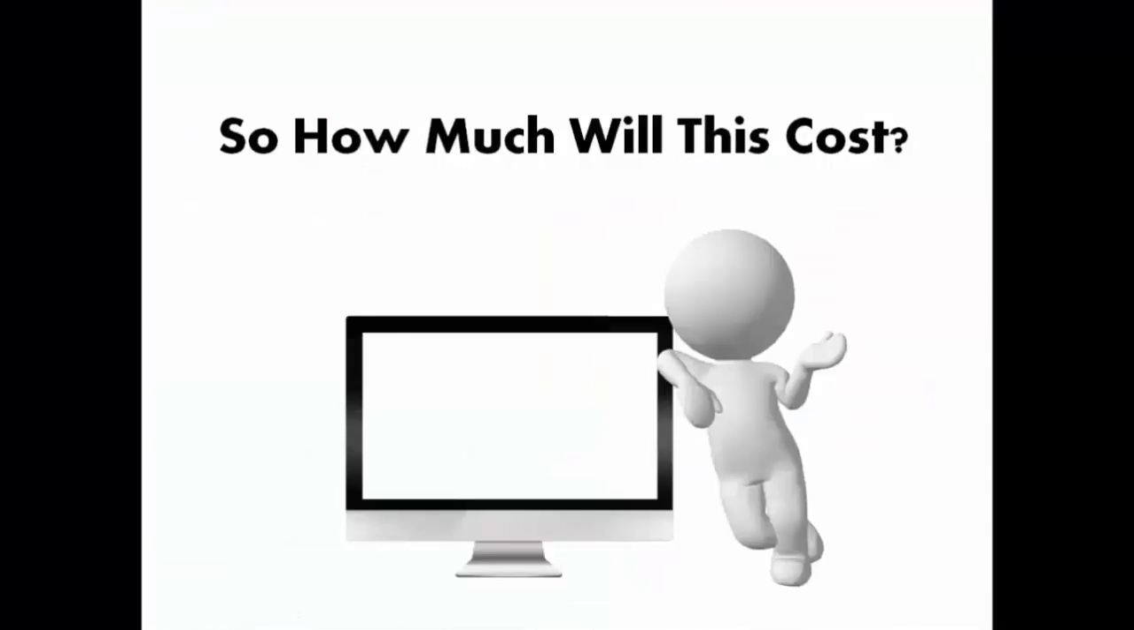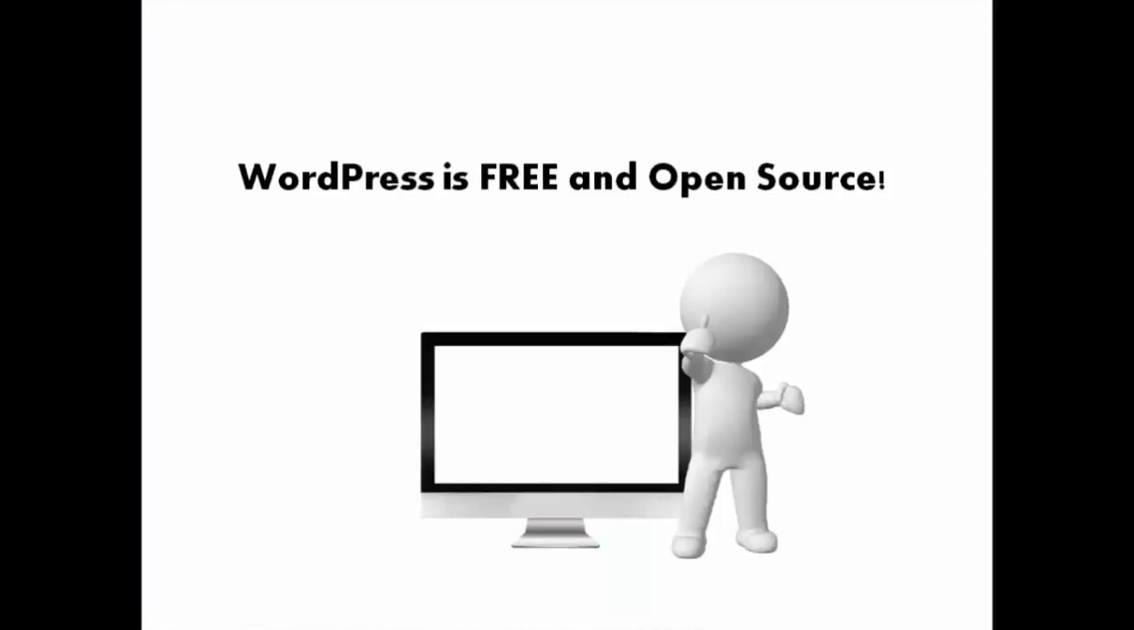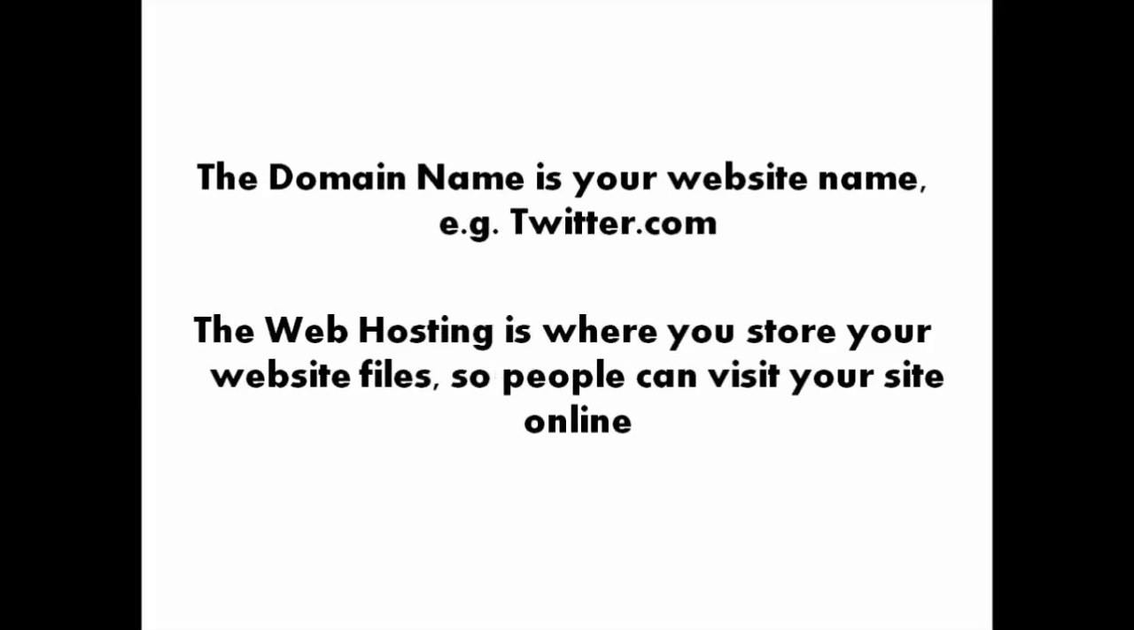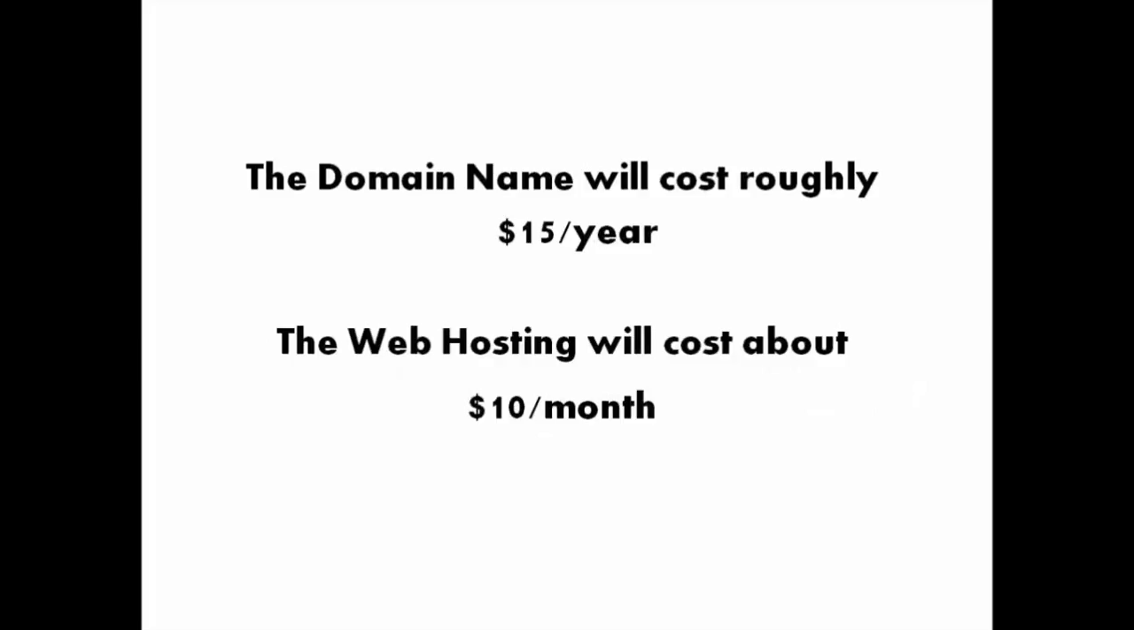So how much will this cost? WordPress is free and open source, but to get your website online you're going to need a domain name and web hosting. The domain name is your website name, for example twitter.com. And web hosting is where you store your website files so people can visit your site online. The domain name will cost roughly $15 a year, and the web hosting will cost about $10 a month. And every website online has these costs.